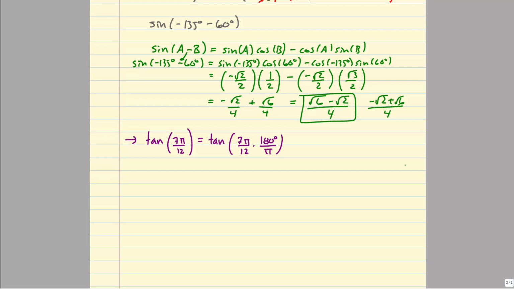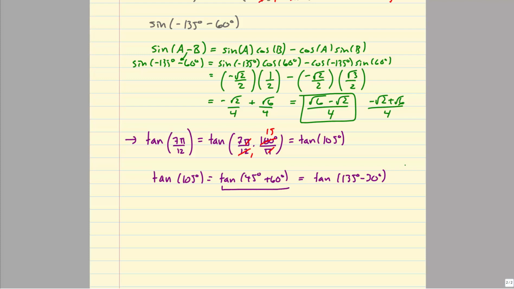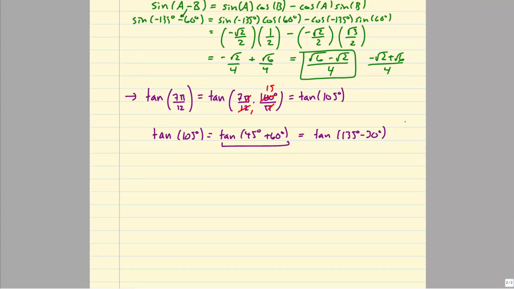And here we would get the pi's to cancel. And 12 goes into 180 degrees 15 times. And then we're left with 15 times 7. And so we're left with a tangent of 105 degrees. Now I can think of quite a few combinations that could work here. So the tangent of 105 degrees could be the tangent of 45 plus 60. It could also be the tangent of 135 minus 30. These are all standard angles. There might be other combinations as well. I'm going to work with this one because we have nice first quadrant angles.